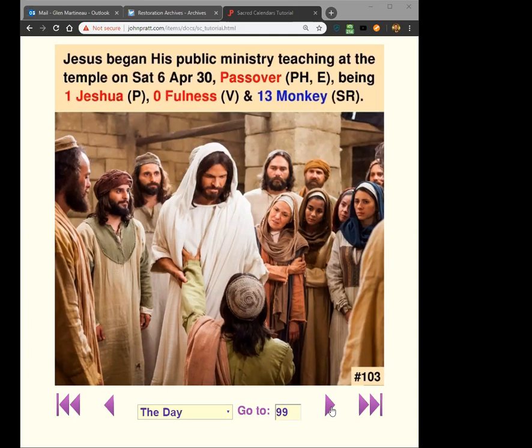But this time he's not on the sly. He's doing public miracles. He's doing healing. It's Passover, and that's the official starting day of his public ministry, and it's right out of the Bible. So that's how the day's determined. Oh, and guess what? It happens to be the same as his birthday on our calendar. It's Saturday, the 6th of April, AD 30.